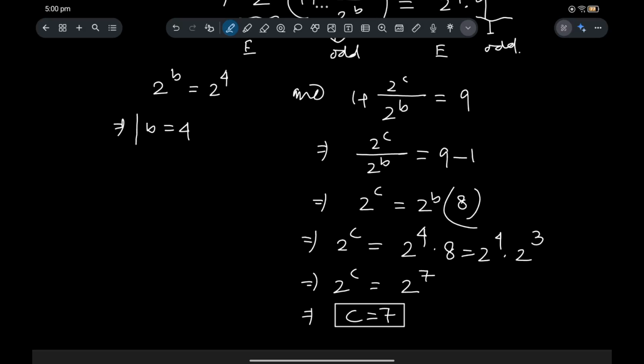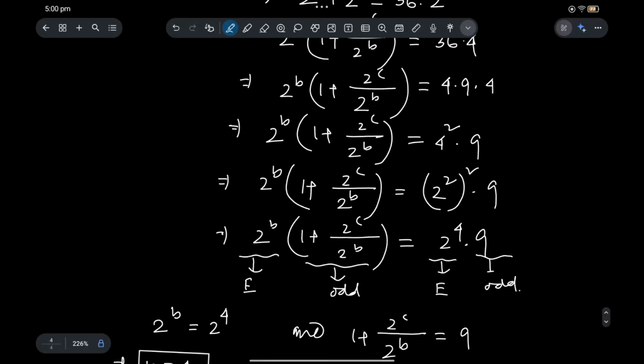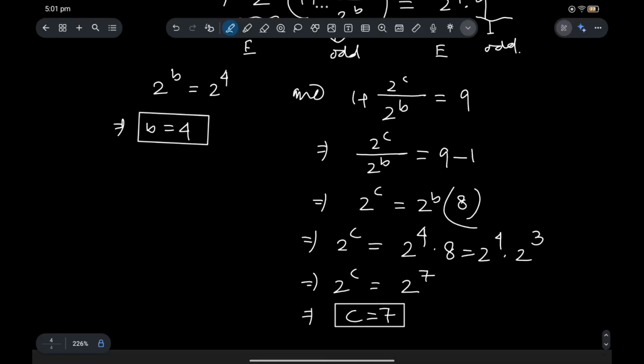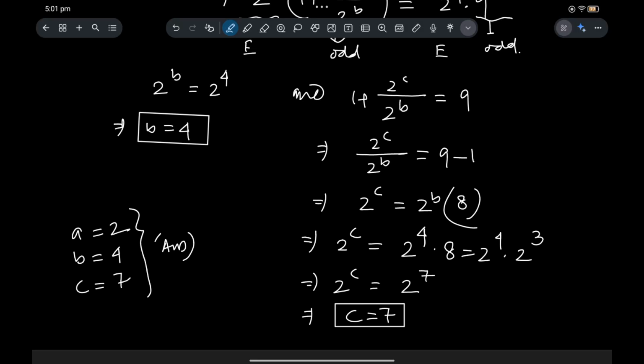c equals 7, b equals 4 and a equals 2. Therefore our required solution is a equals 2, b equals 4 and c equals 7 will be our answer. Okay.